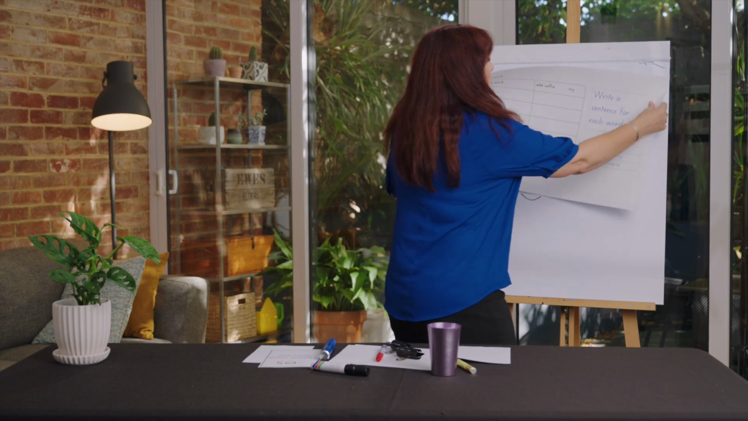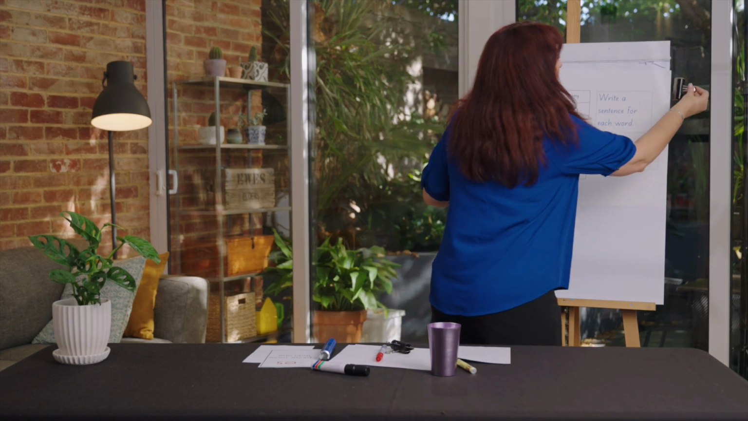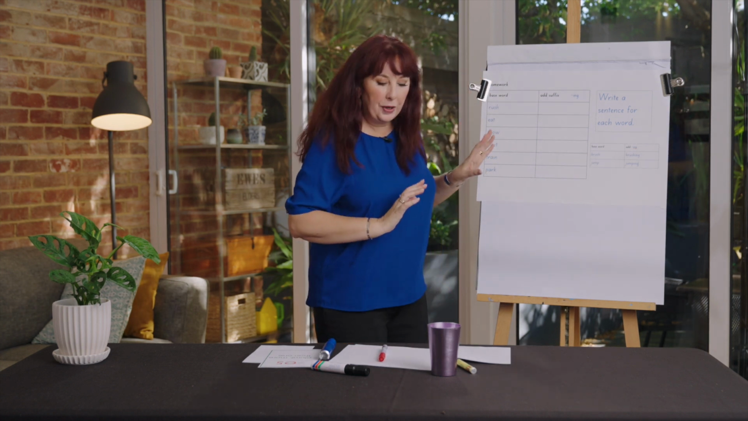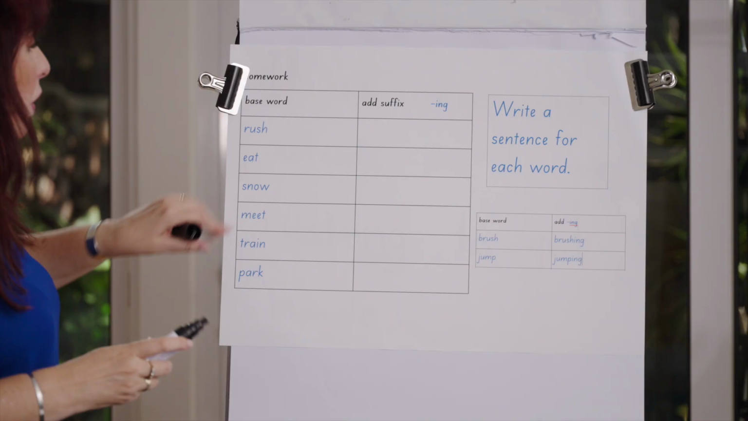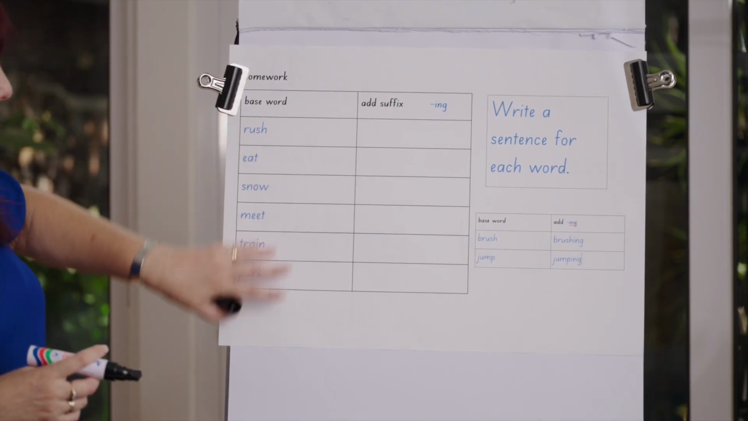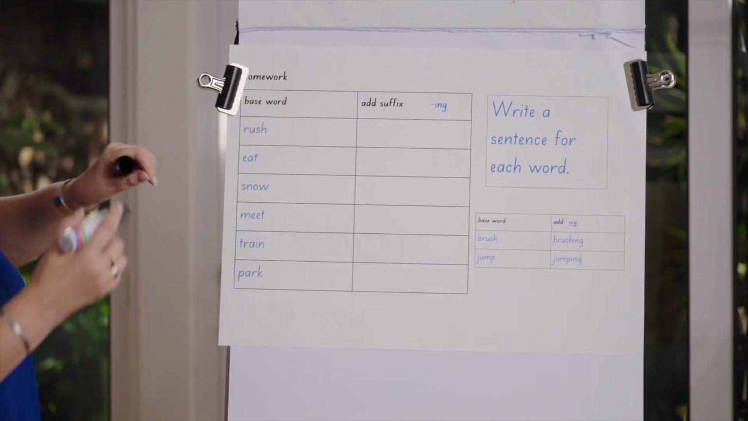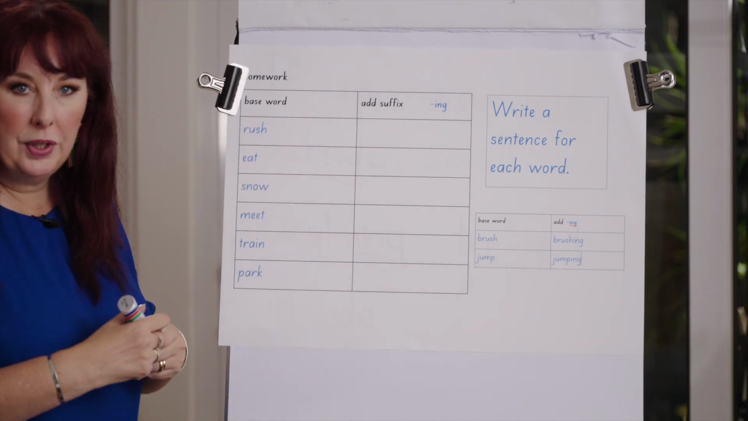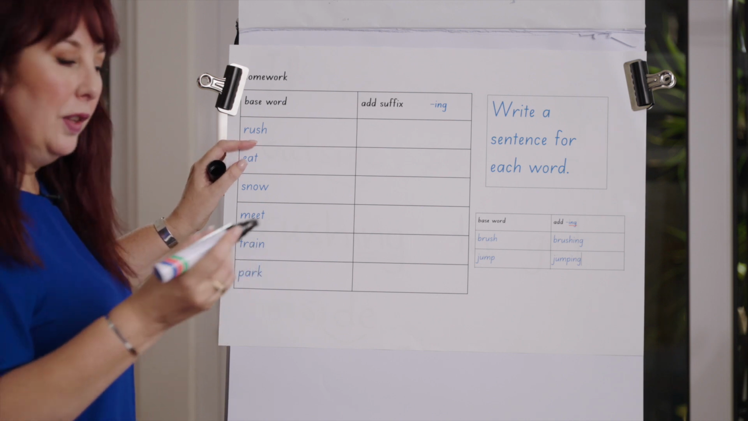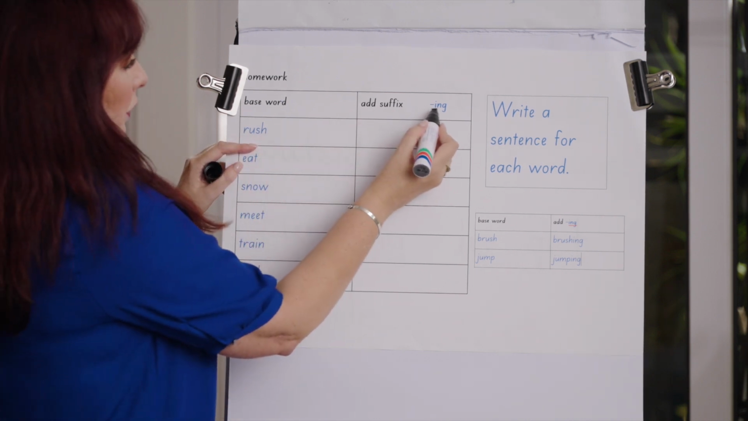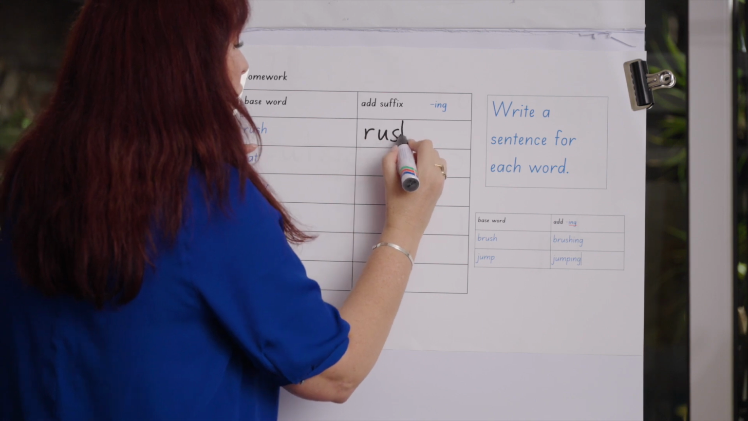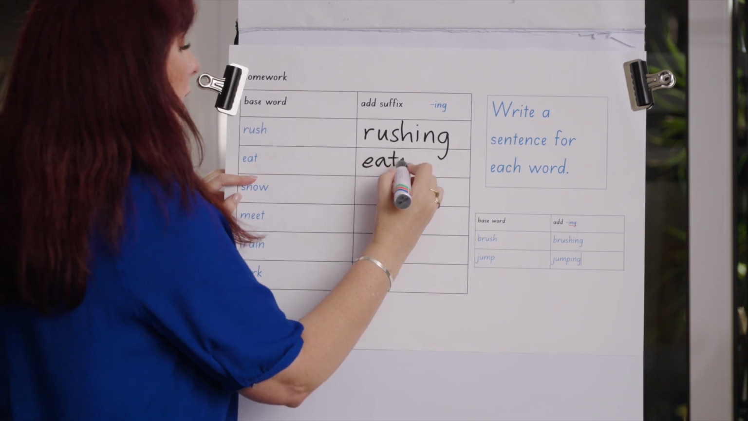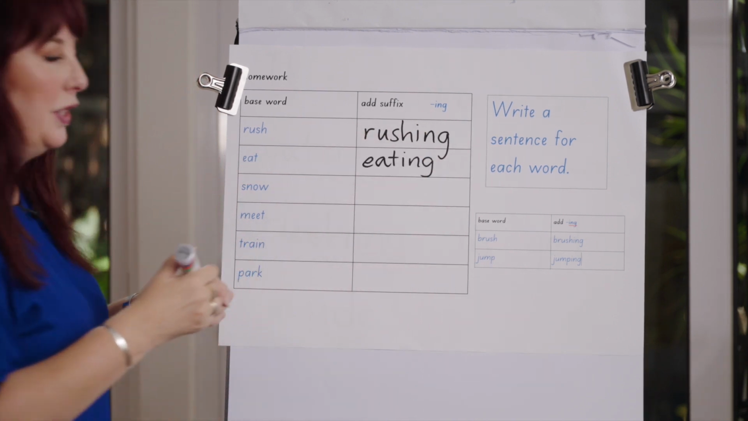Here's your homework. Now, because you're doing this on a piece of paper at home, really all you need to do is write the new word out. You don't have to write this table. If you've got a grown-up who can draw that for you, that's great. But really, I'm happy if you just write the words with ing on them. So let's have a look at the first one. Rush, rushing. R-U-SH-ing. Eat, eating. And I'd like you to do that for the rest of the words.